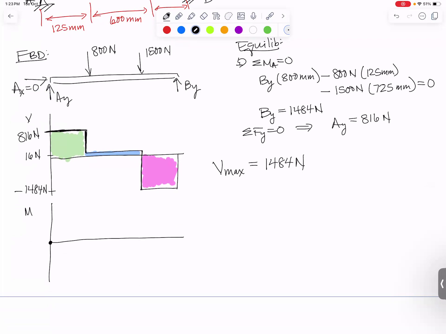Okay, and then what we said next was the slope of the M curve is equal to however big your V curve is. So if the V is 816, that means positive 816. That means that the slope of this diagram is going to be 816, because it's got to match the 816 up here. Now, how about if we want to find out how high that's going to end up? By finding the area under the V curve, right?